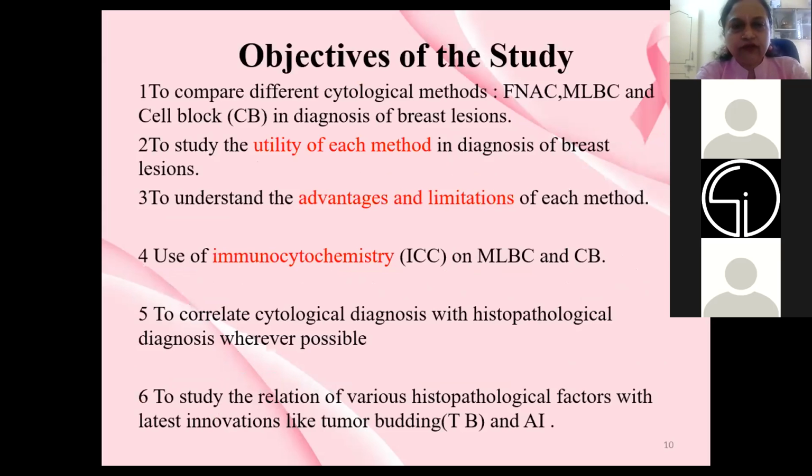Thus, the objective of our study was to compare different cytological methods, that is FNAC, MLBC, and cell block, in the diagnosis of breast lesions. To study the utility of each method in the diagnosis of breast lesions, to understand the advantages and limitations of each method, and to use immunocytochemistry on MLBC and cell block to correlate cytological diagnosis with histological diagnosis wherever possible, to study the relationships of various histopathological factors with latest innovations like tumor budding and AI.